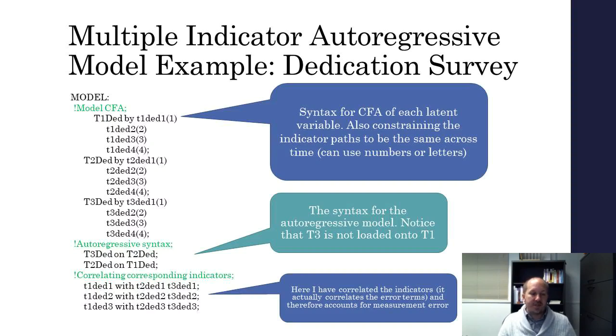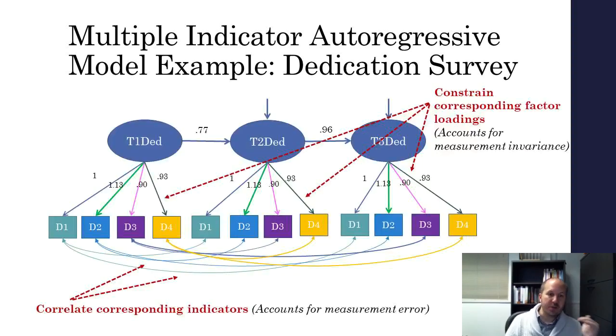And then lastly, I have the correlation terms there. So time 1 dedication with time 2 and time 3 dedication, time 1 dedication 2 with time 2 and time 3 dedication 2, and then time 3 with its corresponding variables as well. There we go. I realized I was missing the fourth variable there with the correlations. So I have all the correlations put in there. I have the constraints for the factor loadings, and then I also have the autoregressive syntax in there. So that is how you would write out the syntax for this model.